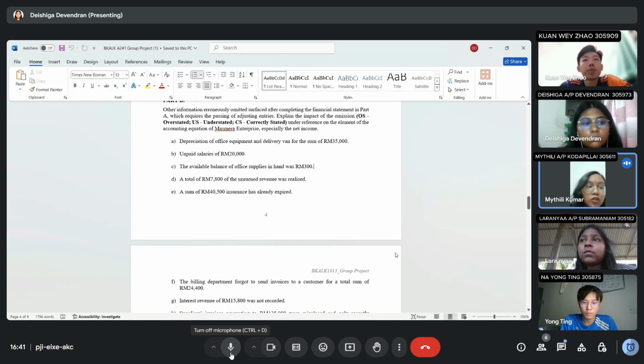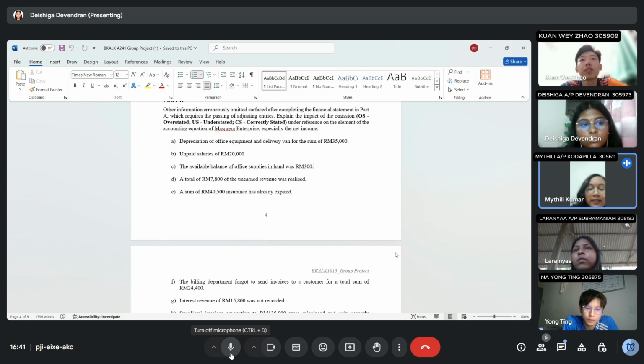Unpaid salaries should be recorded as salaries payable. So without this, liabilities are understated. For expense, it is understated. This is because salaries expense wasn't recorded. So total expenses are understated, while net income is overstated because understated expense leads to overstated income.